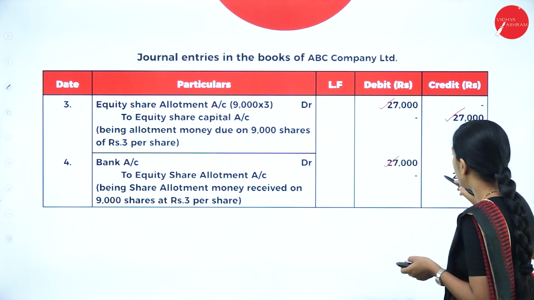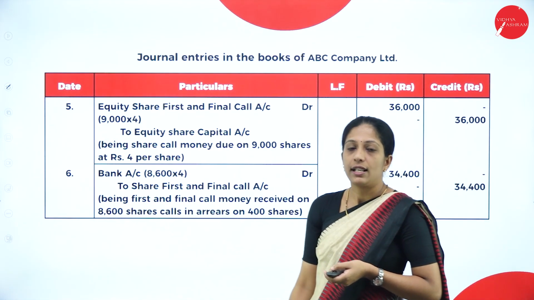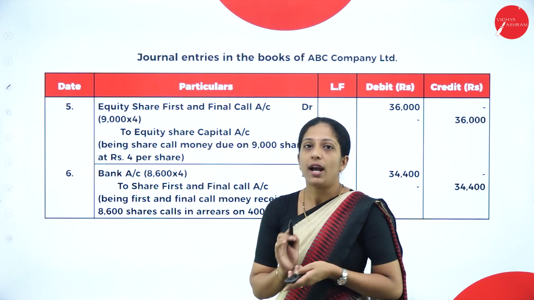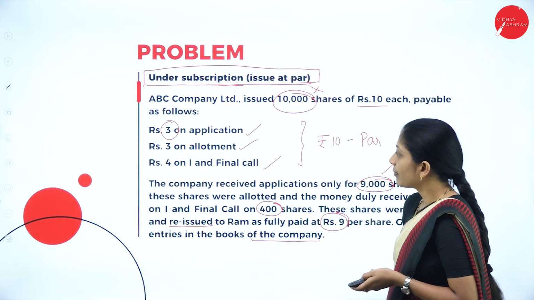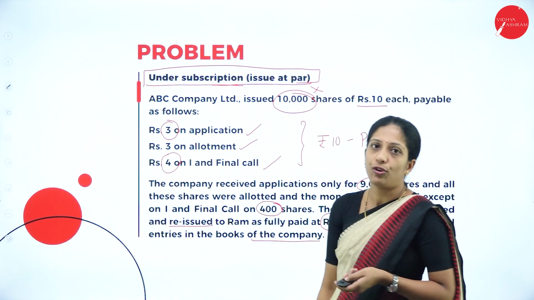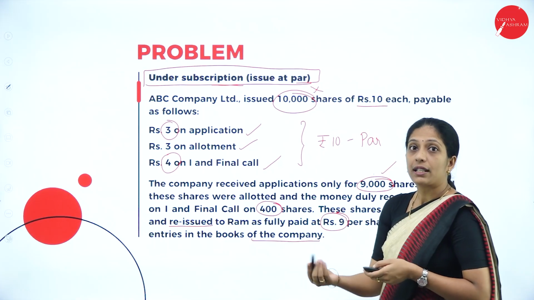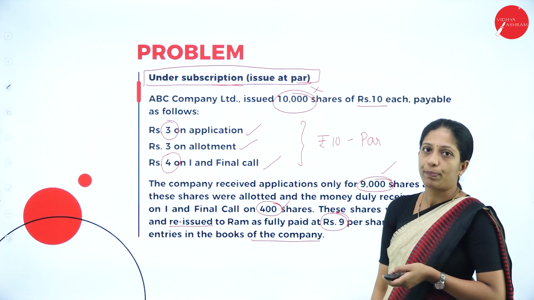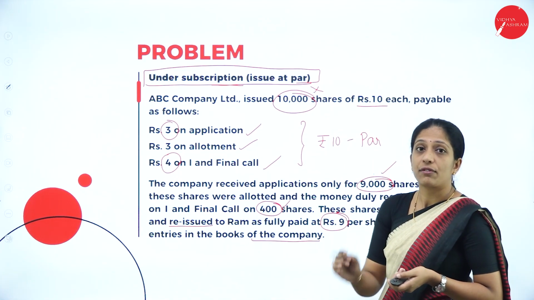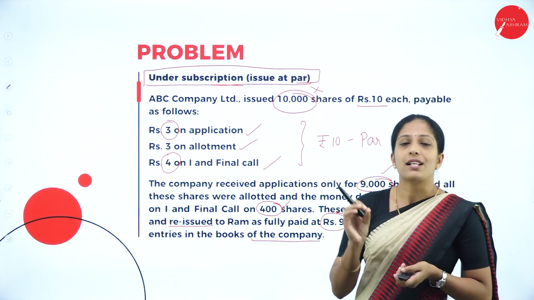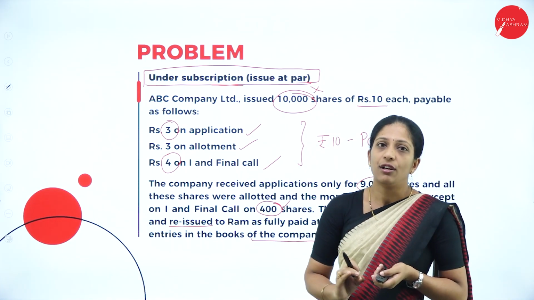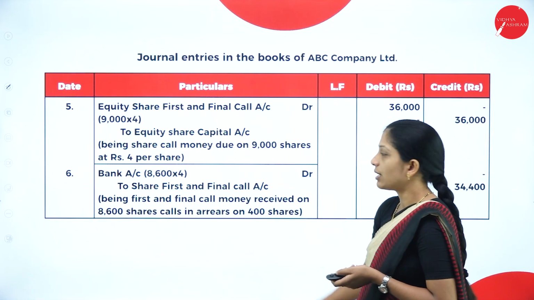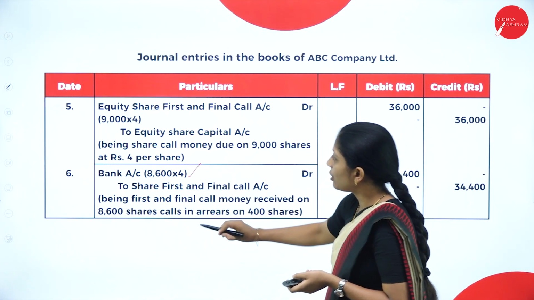So full 27,000. Now, coming to your first and final call. Equity share first and final call account debit to equity share capital account. So what is the due amount? 9,000 into, your due amount on first and final call is 4 rupees. 9,000 into 4. But coming to your receive entry, how many shareholders have not paid? 400 shareholders have not paid. So 9,000 minus 400, it will be 8,600. Only 8,600 shareholders have paid their first and final call money. So how do you write the amount? Bank account debit to equity share first and final call, 8,600 into 4.